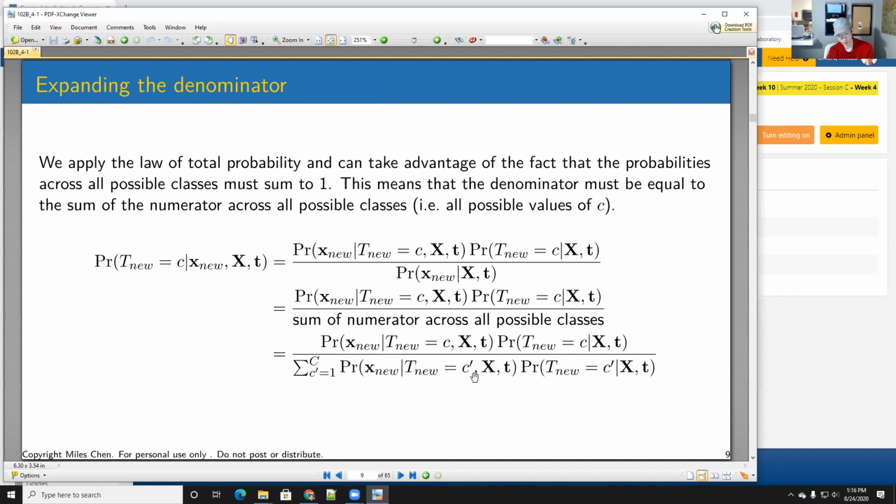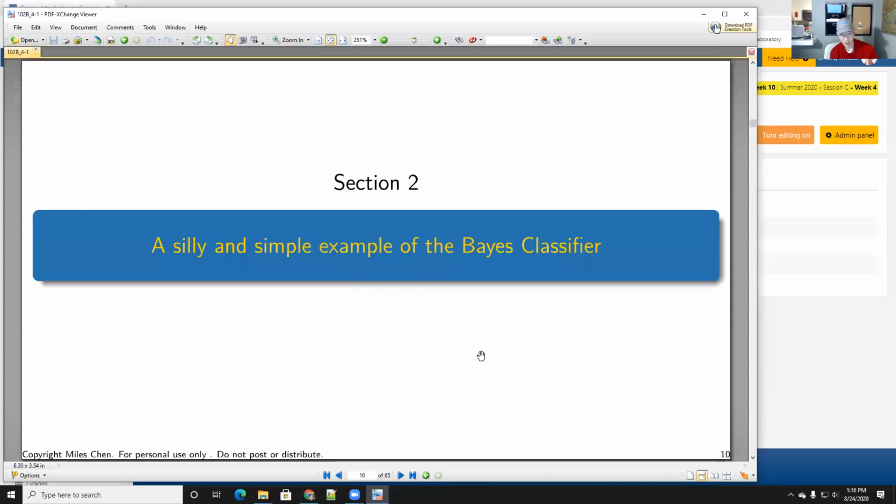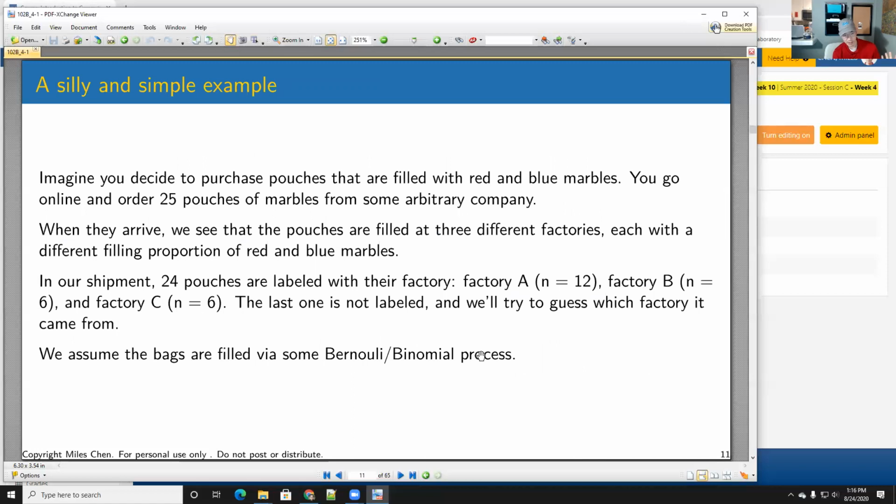And to make sure that we're not getting this and this mixed up, I'm just going to call this C prime, okay? So it's going to be the probability of the numerator summed up across all the different possible classes. So I'm just applying probability rules here. I hope you guys are following this, but if you're not, I hope it will make sense when I do a problem with this. So I'm going to do a simple example of the Bayes classifier, and it's going to look like this, okay?